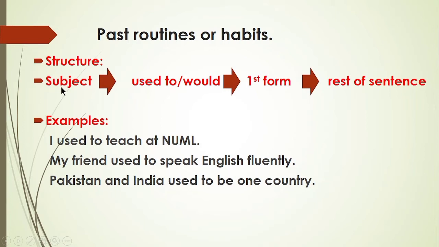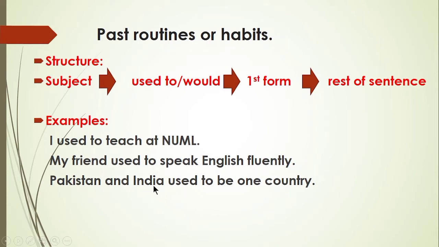We bring the subject, it may be singular or plural. Then we bring used to or would. But remember, the following verb is in the first form, and that is the action verb. So if there is an action, we can use used to or would, any of them, and then the rest of the sentence. For example, I used to teach at Namal, or I may say I would teach at Namal. My friend used to speak English fluently, or I may say my friend would speak English fluently.